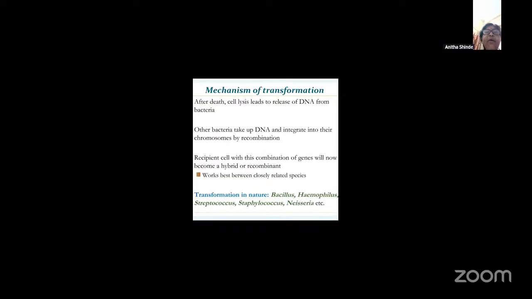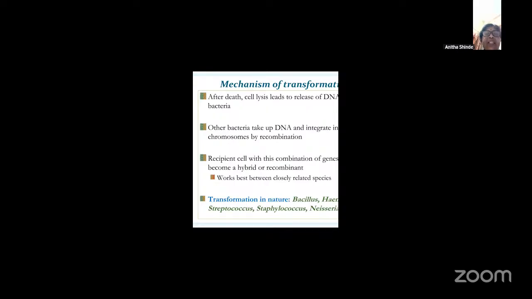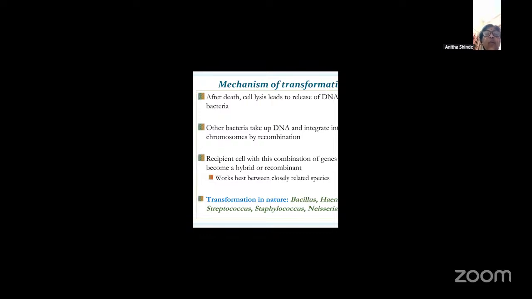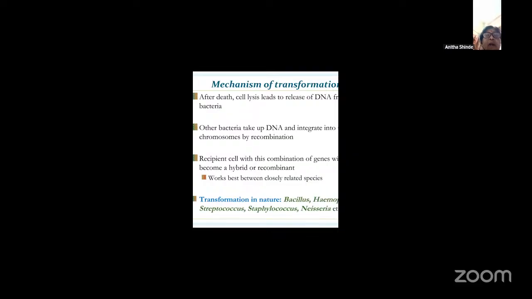Now, mechanism of transformation. Now we will see how they have done this. After the death, cell lysis will lead to the release of DNA from the bacteria. So other bacteria will take up the DNA and then integrate it into their chromosomes by recombination. The recipient cell with this combination of genes will now become a hybrid or a recombinant. So this is transformation in nature.